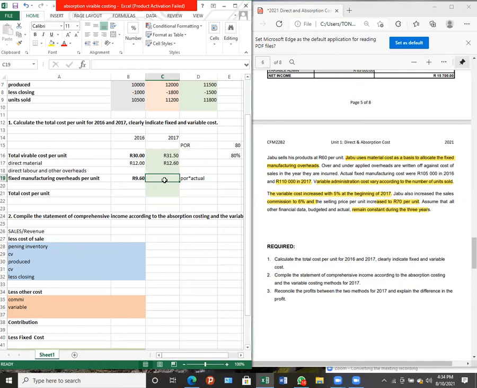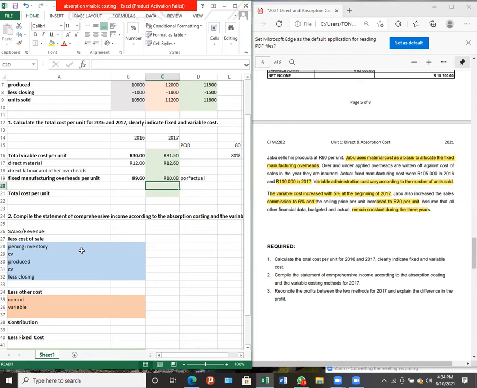How can I calculate the fixed manufacturing overhead per unit, guys? I just want to see whether we are still on the same page. I think we take 12.60 multiplied by 80%. Correct, guys, we are moving. This is your fixed cost per unit for 2017.